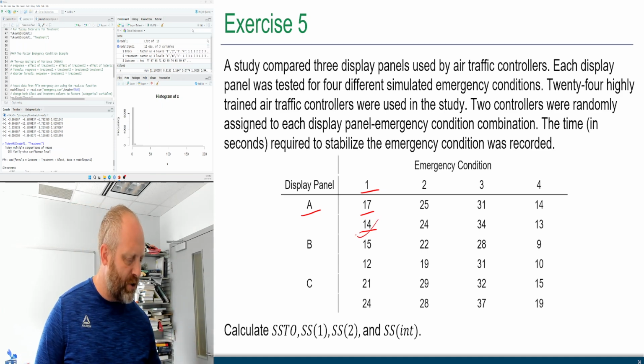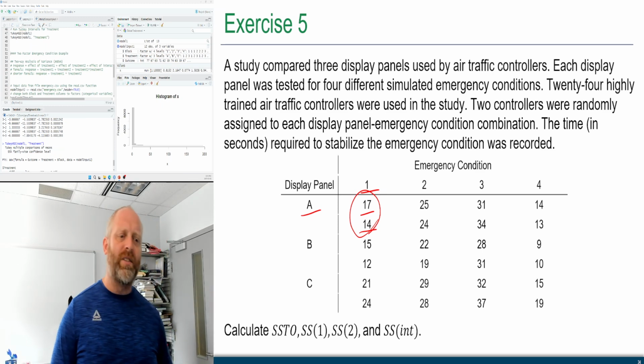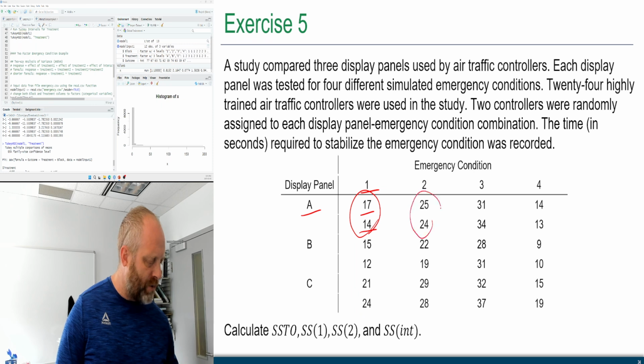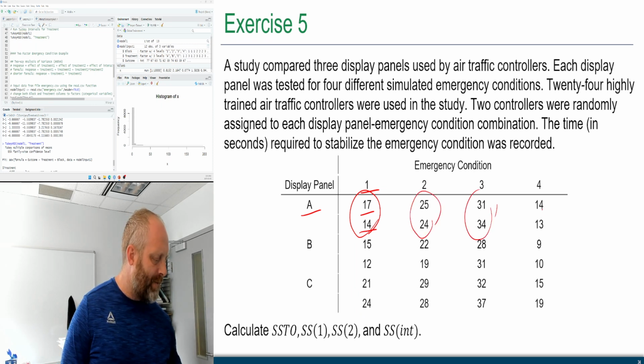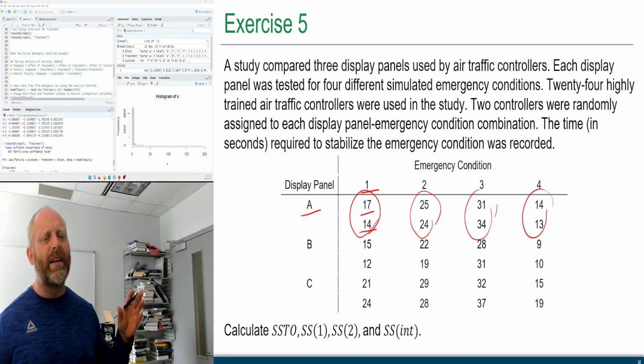So this represents my 2 experimental units for each treatment. So for A, that's what I have for the first emergency condition. For the second, I have 25, 24. For 3, 31, 34. And lastly, for 4, I have 14 and 13. Again, I have the same thing for B, same thing for C.